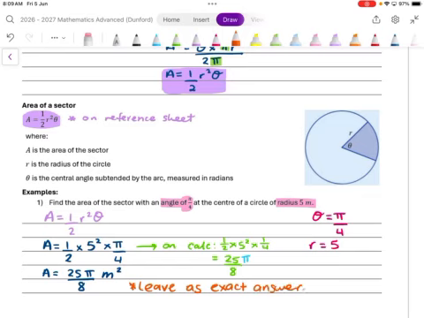Cool, flip the page when you're ready for the last two examples.